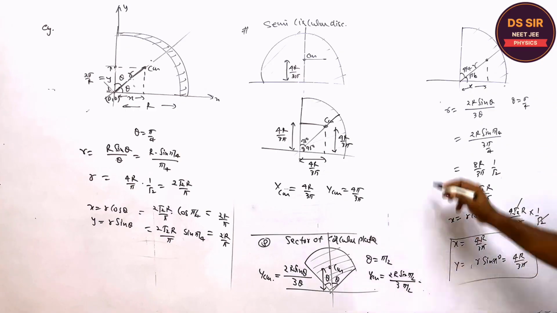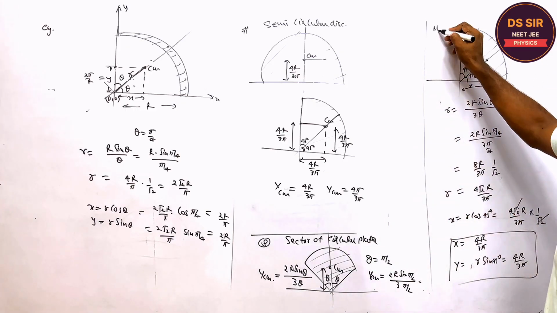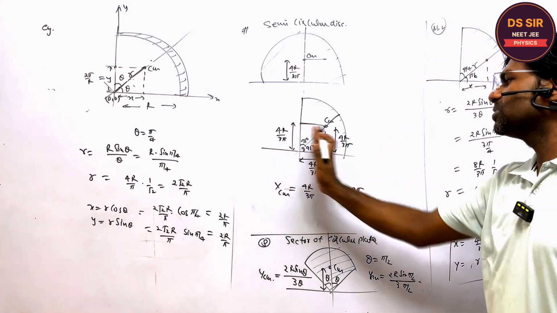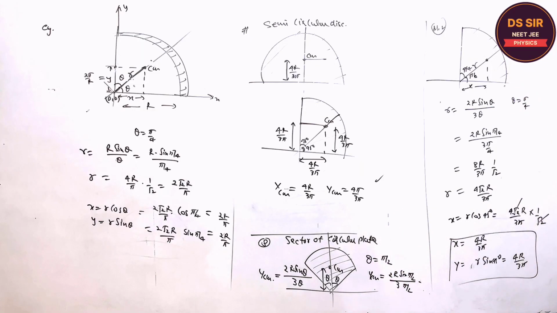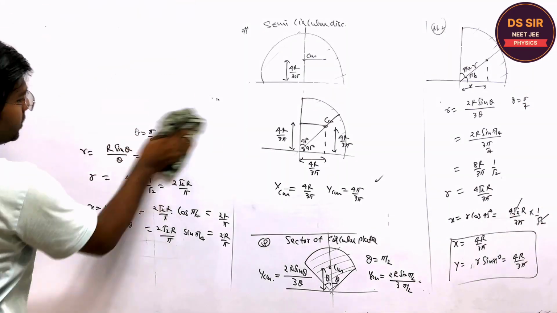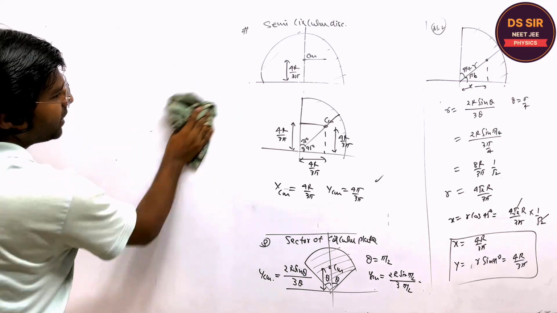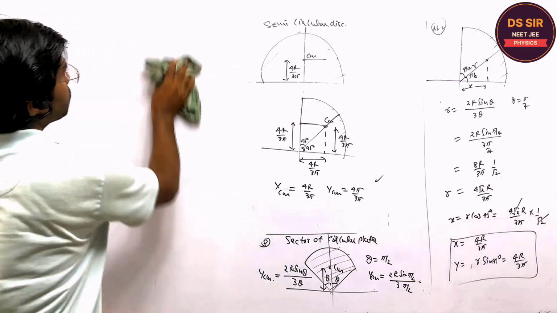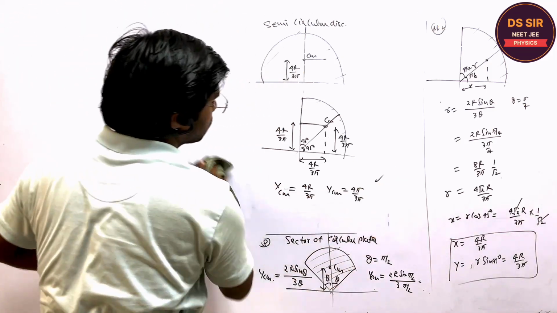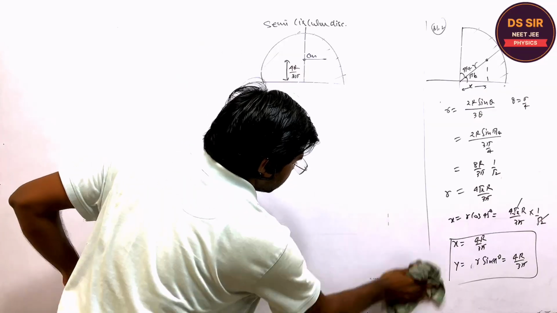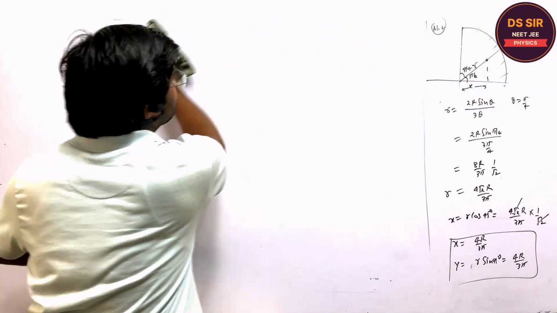So you can use either this formula, right, or directly by symmetry you can write the answer. Is it clear? Copy this. So these are the two important questions. By symmetry you can solve this question, or by formula you can solve this question. There are two ways to solve this question, right?